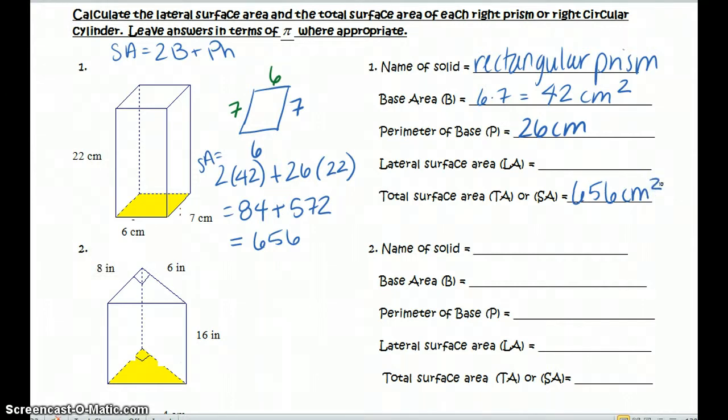Okay. From there, we need to find the lateral area, and remember that the lateral area is Ph. So in this case, just 26 times 22, which we already found to be 572 centimeters squared.